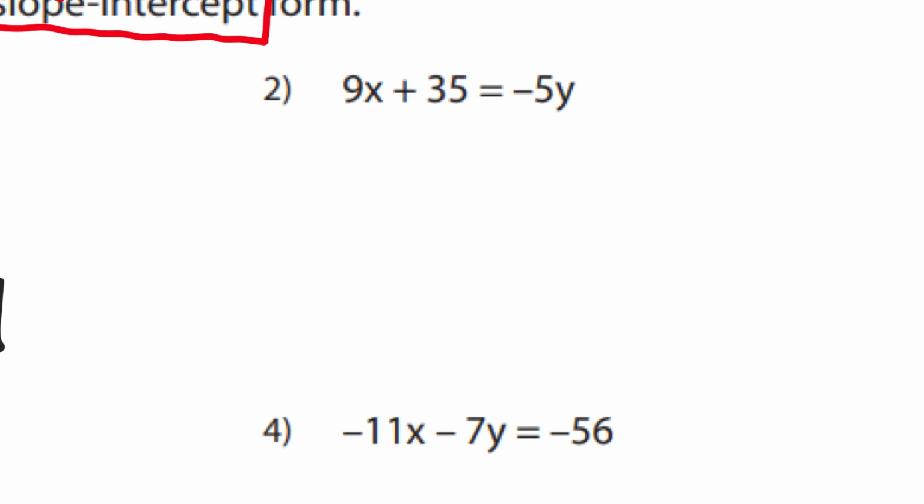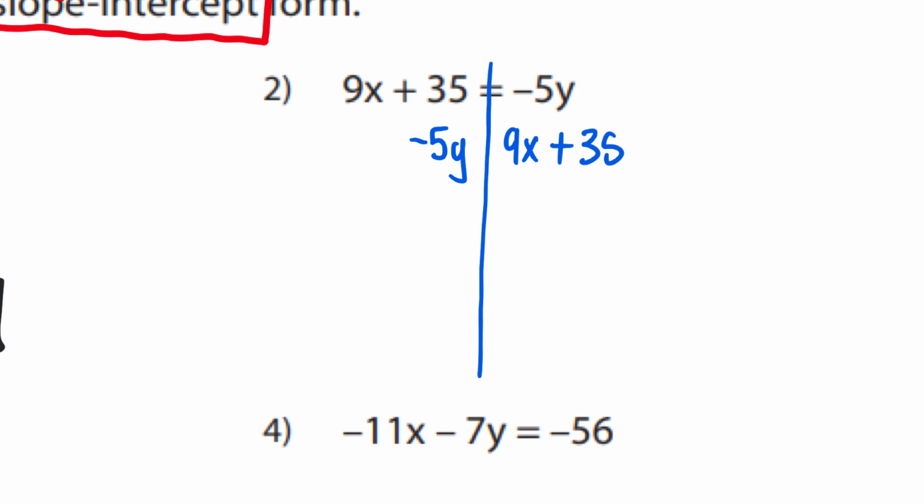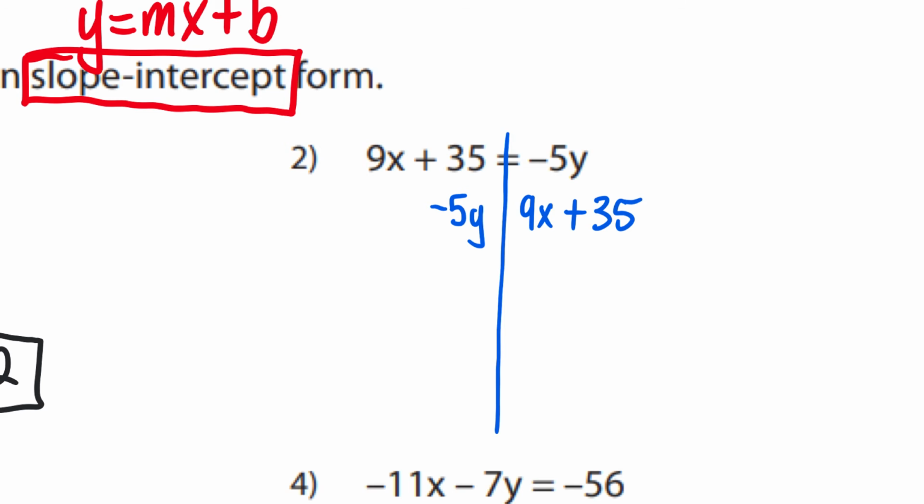Okay. Next one. All right, let's do it like this. Let's just go ahead and flip this thing around. Negative 5y equals 9x plus 35. That's totally legal. It's basically the symmetric property.